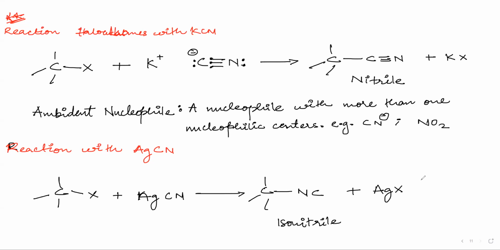Now, AgCN is not dissociating, and AgCN is a covalent compound. That is why it is not dissociating, and that is why only nitrogen can attack. Carbon cannot attack here because carbon does not have a lone pair in AgCN, while in KCN it has a lone pair and a negative charge. That is why it can attack.